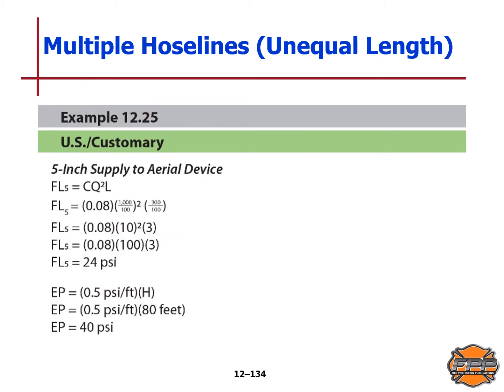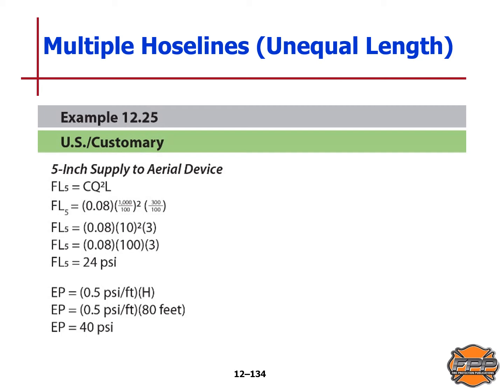Now we're going to look at a 5-inch supply to an aerial device. The FL5 equals CQ2L. That's our standard formula. And in this case, we're looking at friction loss with a 5-inch supply to an aerial device. So let's look at the math.